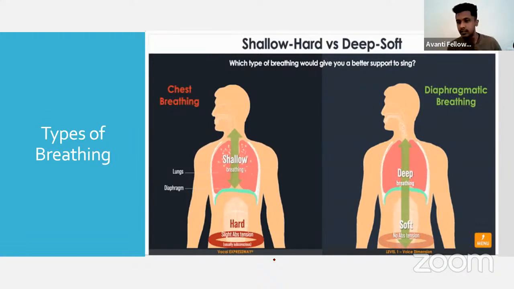Okay, and as well as inspiration happening at a very consciously higher level. For example, people who decide to sing, if they want to sing, they would definitely choose diaphragm breathing. Why? Because they will have higher breath, and it is very, very soft and it is not short breaths. Okay, so these are the types of breathing.